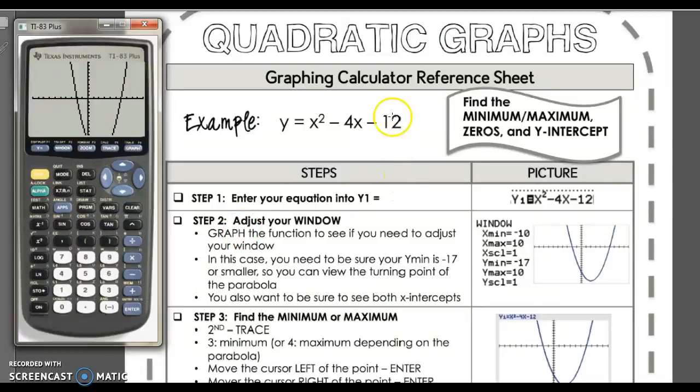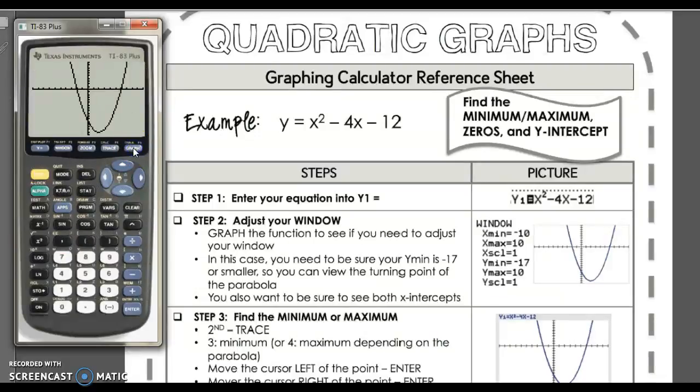So I'm just going to go off of my y-intercept here, which is negative 12. So I want to pick a number that is below or smaller than negative 12. So I'm going to hit the window button, and then I'm going to go down here to my y minimum, and I'm going to change that to negative 17. And if that doesn't work, I can just go back to the window again. But I want to be able to see the y-intercept, the vertex, and I also want to see the x-intercepts.